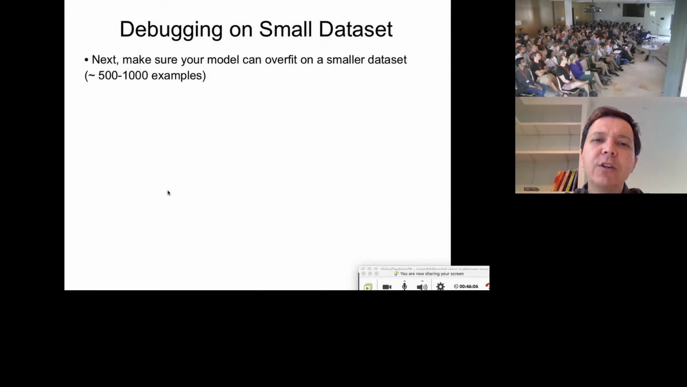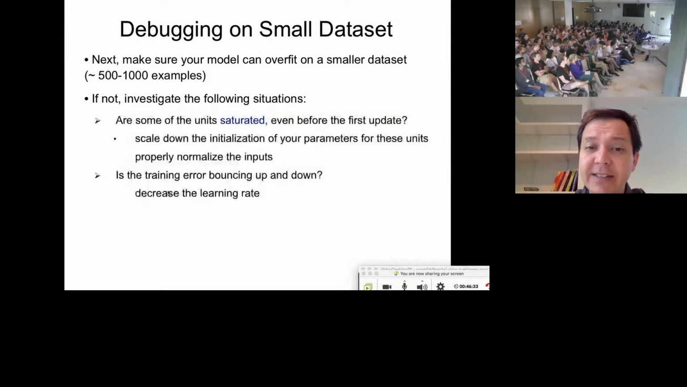It's also very useful to debug on a small data set, right? As I mentioned before, typically you choose the model to overfit on the big data set that you're working with, but it's a good practice to make sure that you can also overfit on a smaller data set. So if you pick 1,000 examples, make sure that when you're training the model, you hit 0 training errors, all right? Because if you don't, that basically means something is wrong with your optimization, right? And if not, you have to investigate the following.